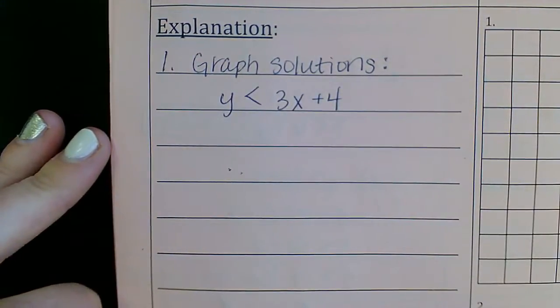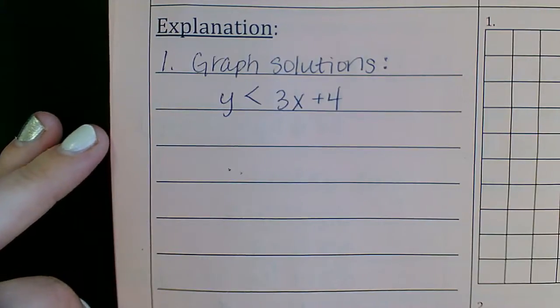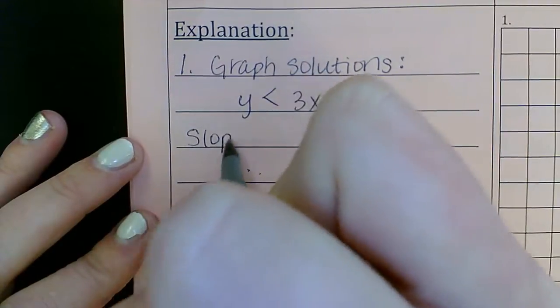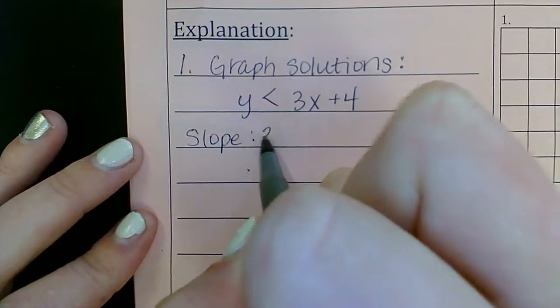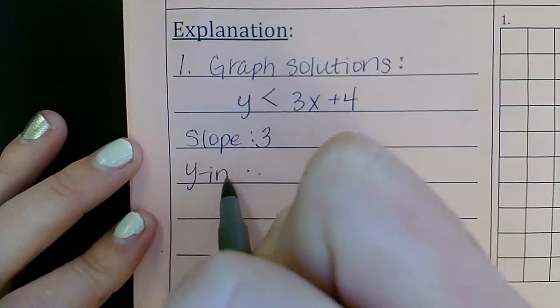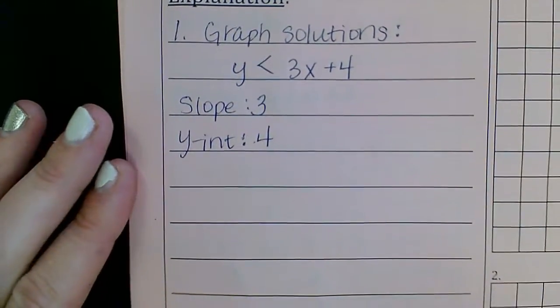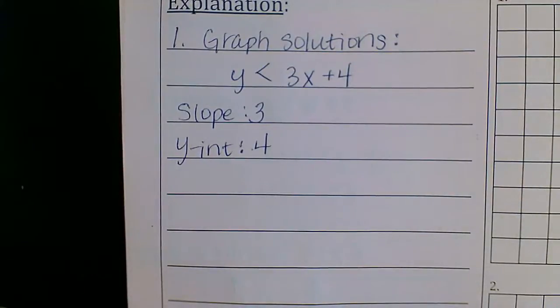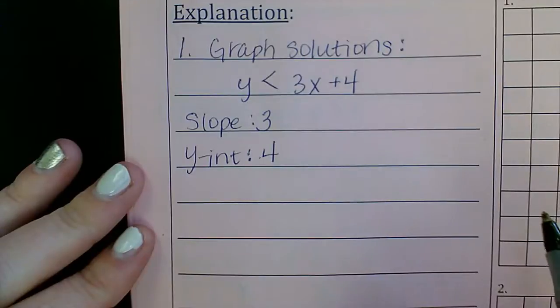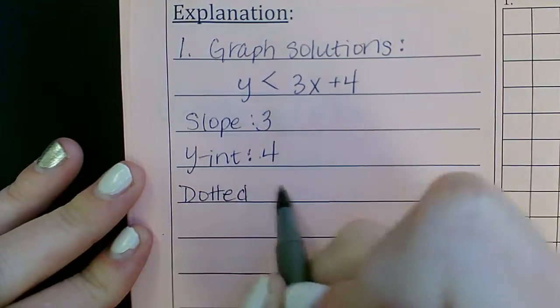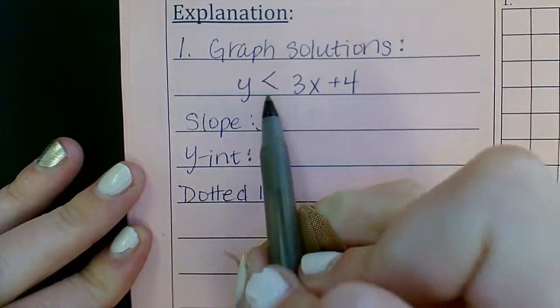Who would like to tell me what my slope and y-intercept are? Brandon, of course. Go ahead. Perfect. Brandon said my slope is 3, and my y-intercept is 4. Who would like to tell me if my line will be dotted or solid? Sarah. Yes, you are right. I'm going to have a dotted line because I have the less than sign.